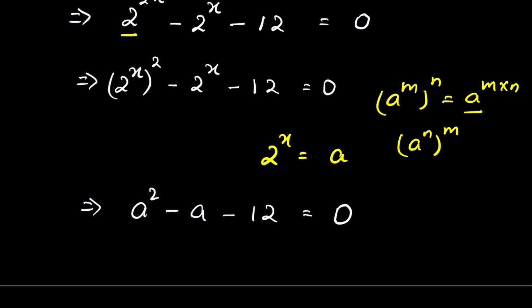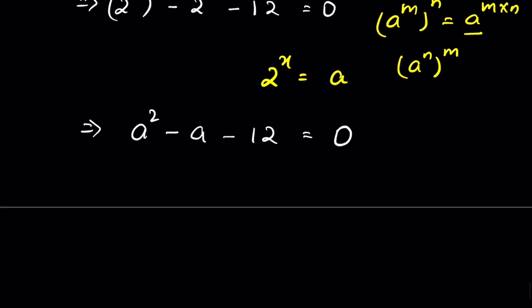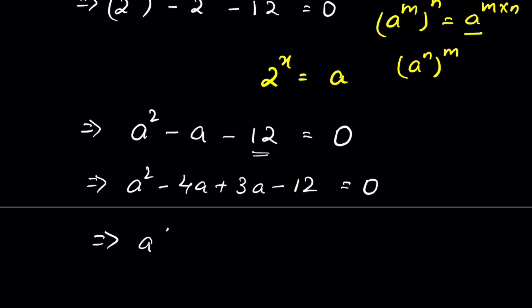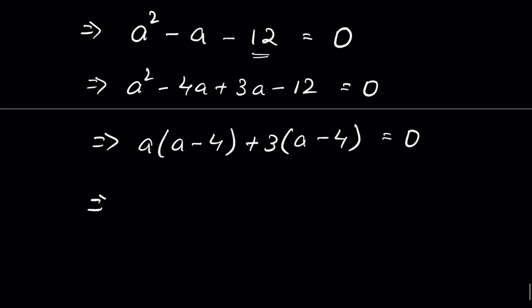Now this is a quadratic equation, we can factorize it. We have to find two numbers whose product should be equal to minus 12 and whose sum or difference should be equal to minus a. So if we write here a square minus 4a plus 3a, it will be equal to minus a, and 4 times 3 is 12. Now take a common, so a into a minus 4 plus 3 into a minus 4 is equal to 0. Now two factors here are a minus 4 and a plus 3 is equal to 0.